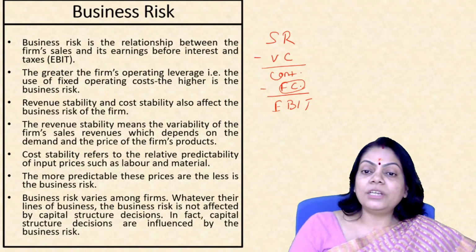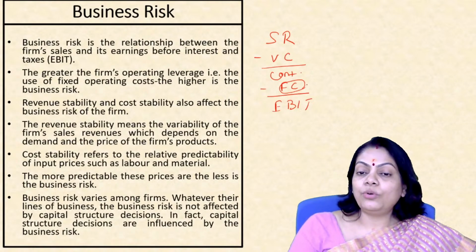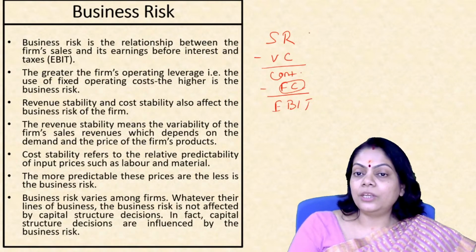Now, if there is no fixed cost, what will happen? Here I am giving you a very, very small example. Let us say your sales revenue is 1,000 rupees, out of which your variable cost is, let us say, 300 rupees.